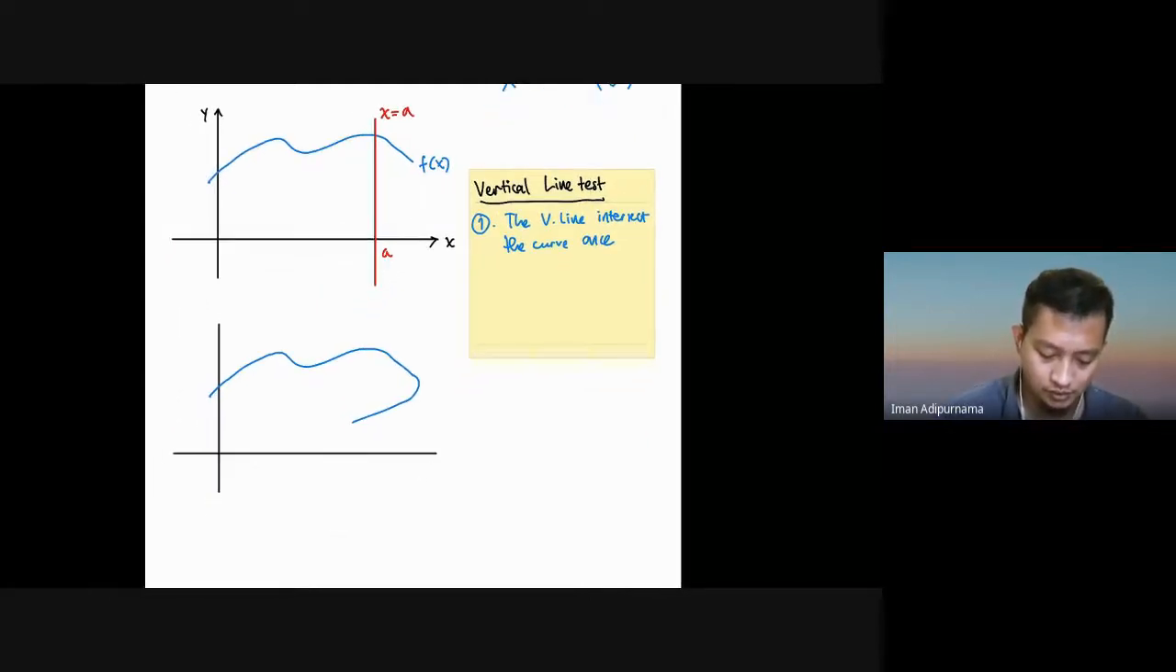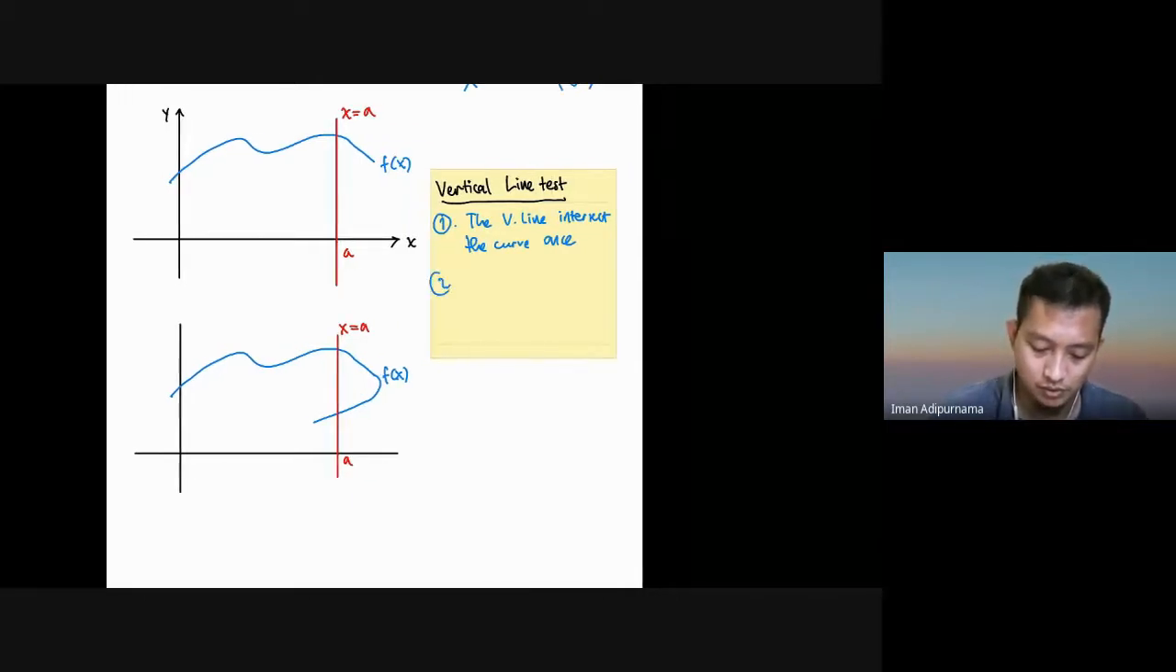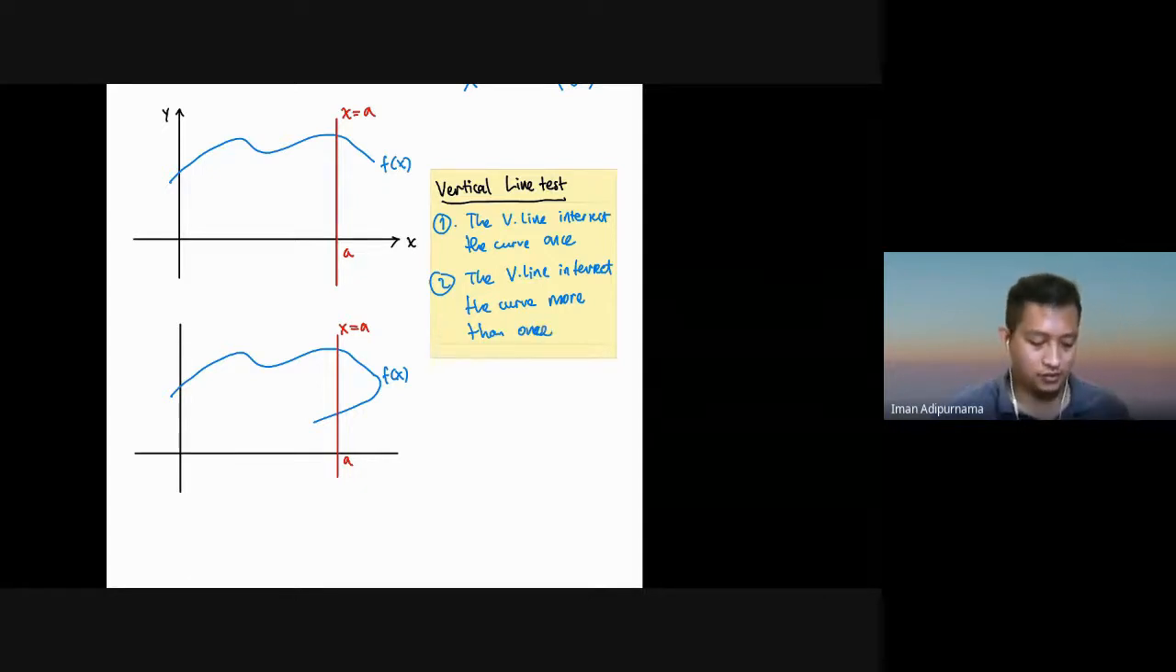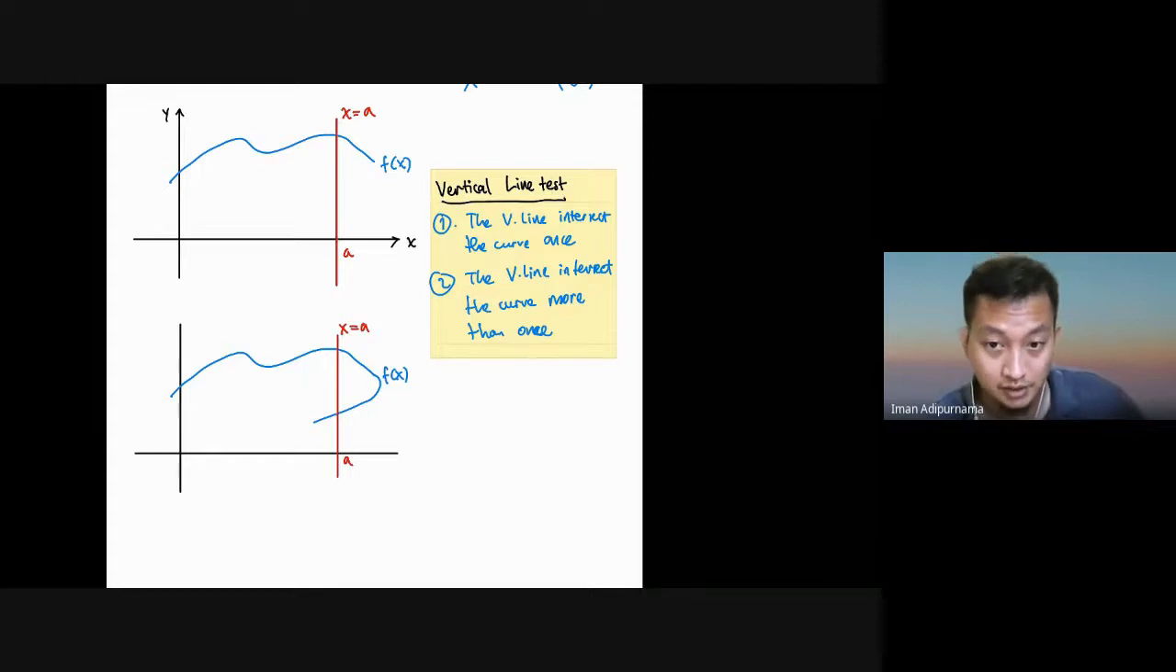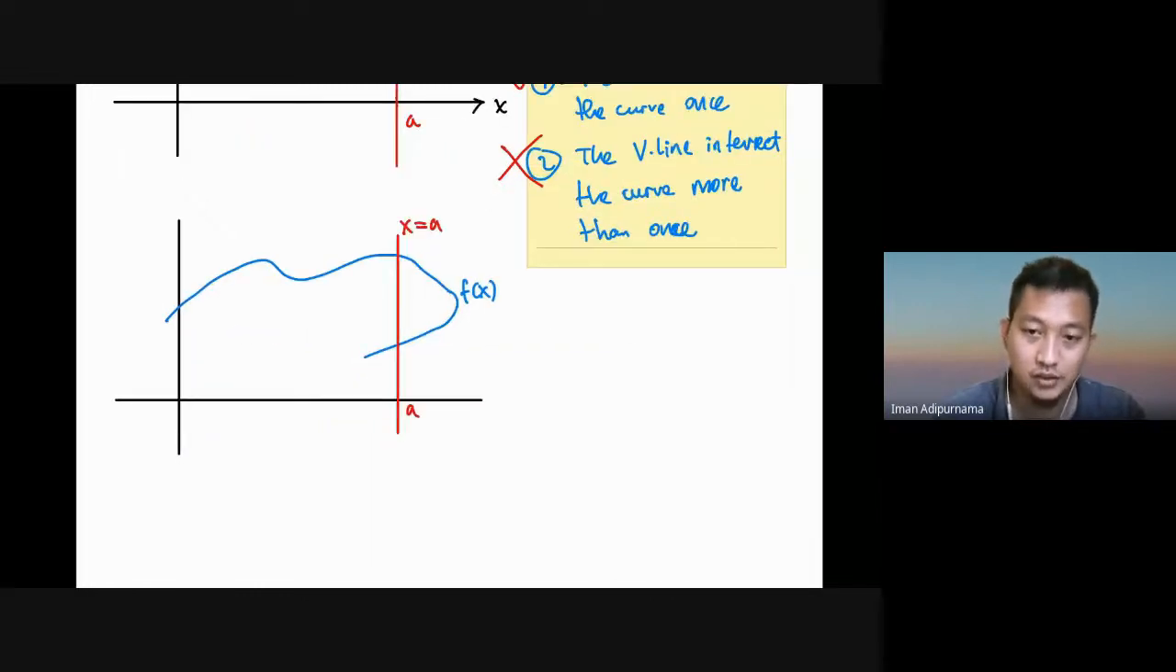And the second one here, we draw x equal a, and then this is the function here. We have twice, right? So the vertical line intersects the curve more than one, more than once. Okay. So the function will be represented by the first one, and the second one has failed. The second one totally failed because it has two intersections.